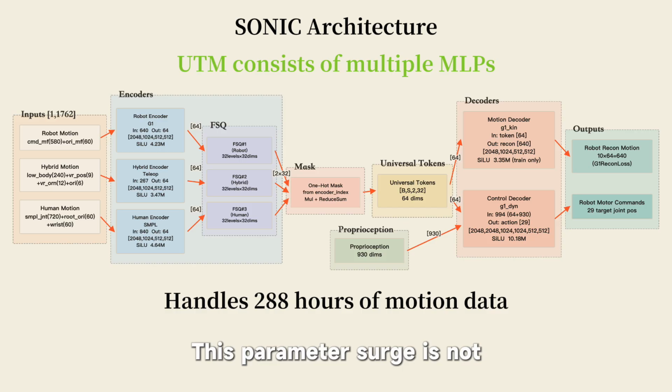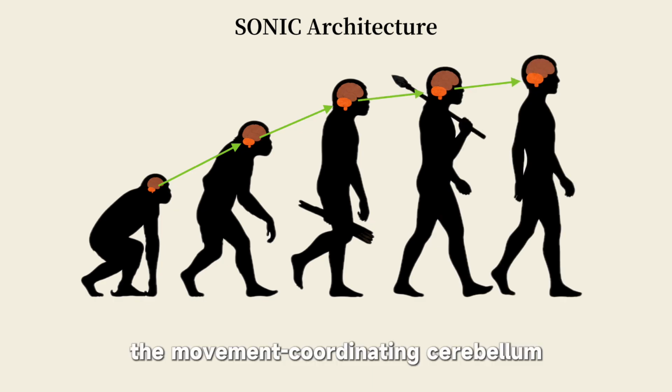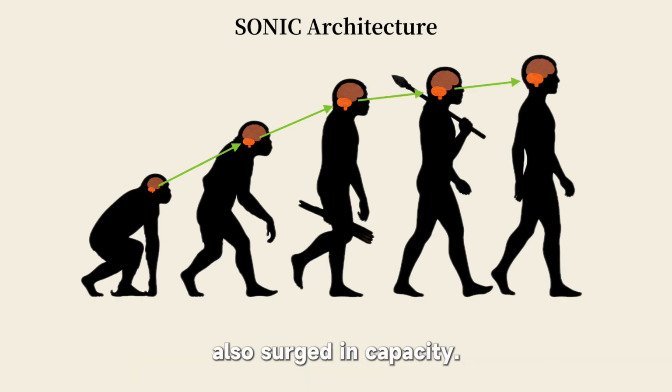This parameter surge is not only an engineering breakthrough, it also follows biological evolution. When humans learned to walk upright, the movement coordinating cerebellum also surged in capacity.